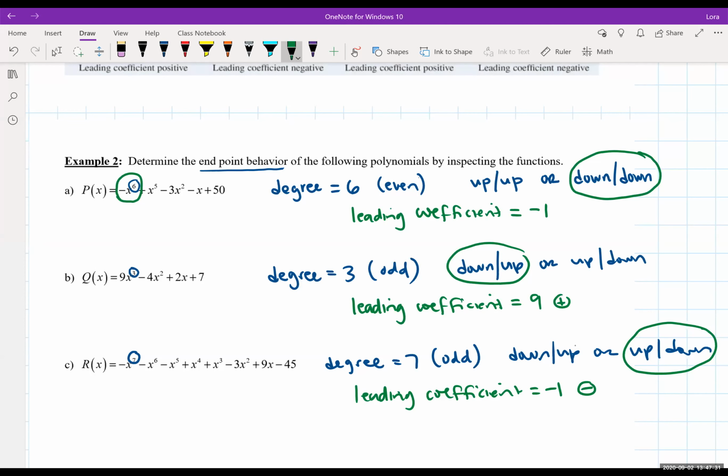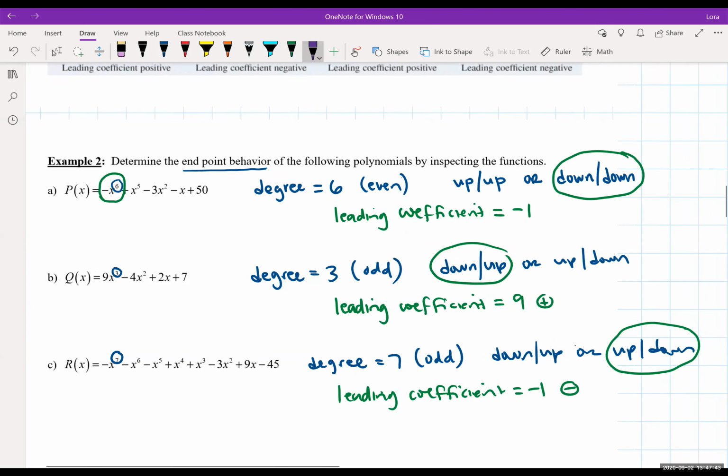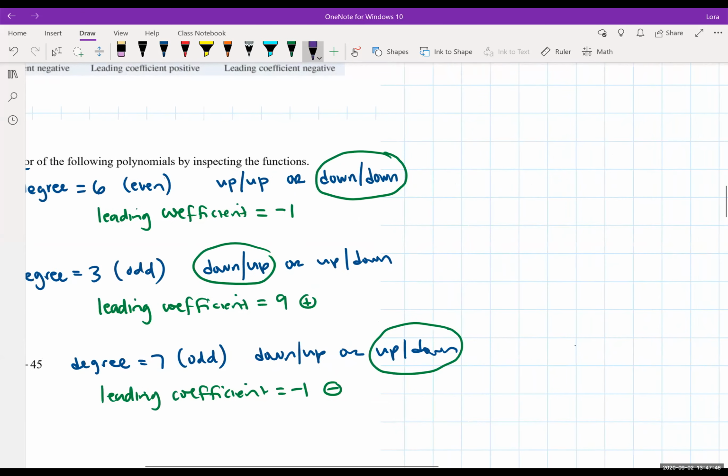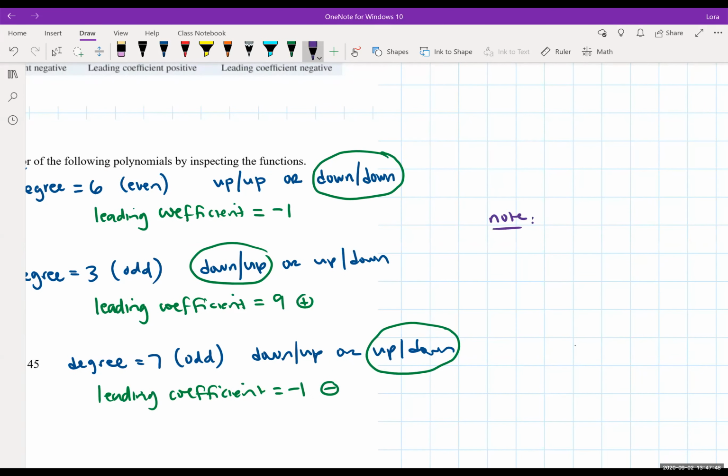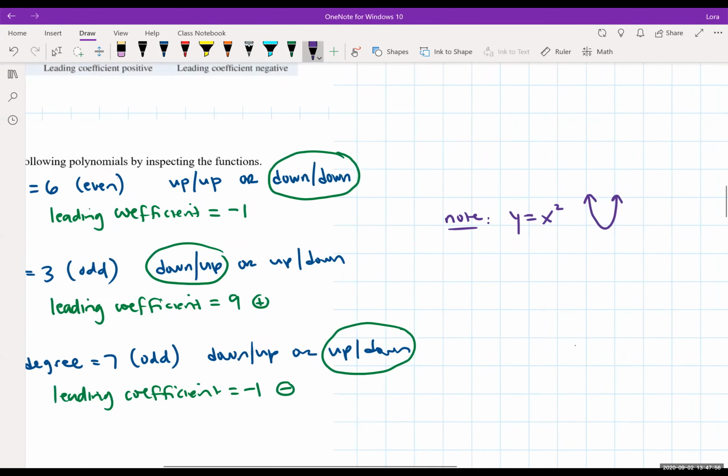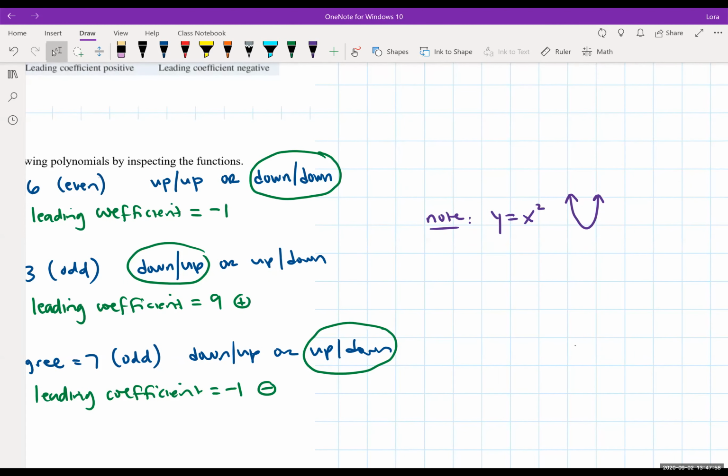But I would like to point out a few things just to help you out a little bit more. What I like to do is focus back on some of my favorite parent graphs. So just a little bit of a note off to the side. A lot of you are familiar with y equals x squared. That's a nice parent graph. We have a parabola. And what you can do for yourself is use this idea to help you out with any sort of even degree function. So notice that 2 is an even number.